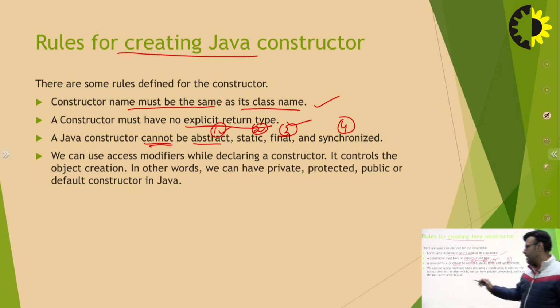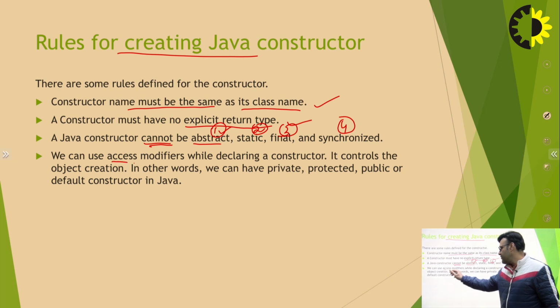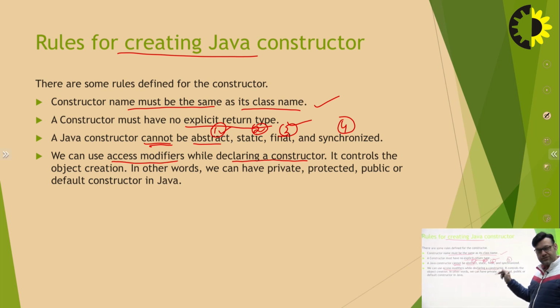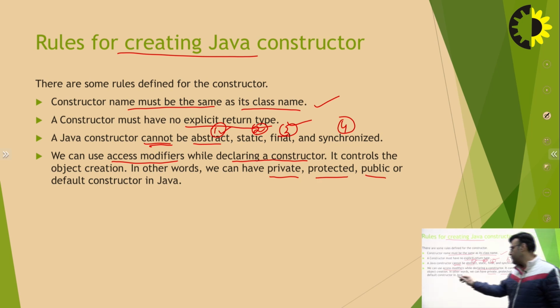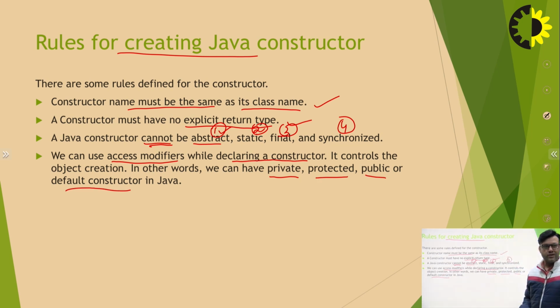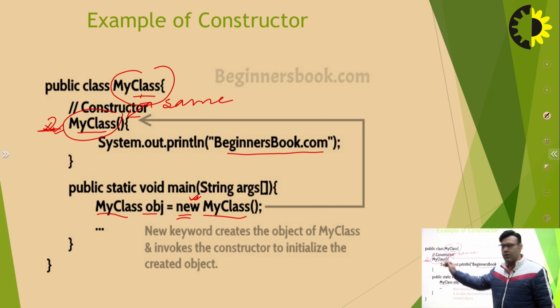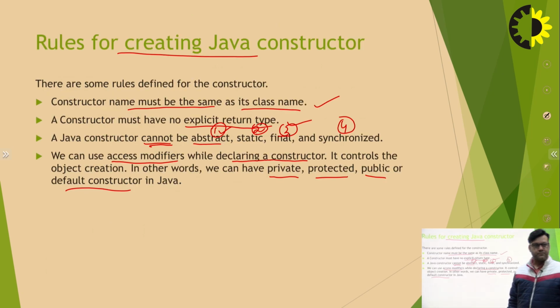We can use access modifiers while declaring a constructor. What are those access modifiers? Public, private, protected. We can use these while declaring a constructor, and they control the object creation. So the modifiers are private, protected, public, or default constructor in Java. In this example, it is default. So these are the rules for creating a constructor.